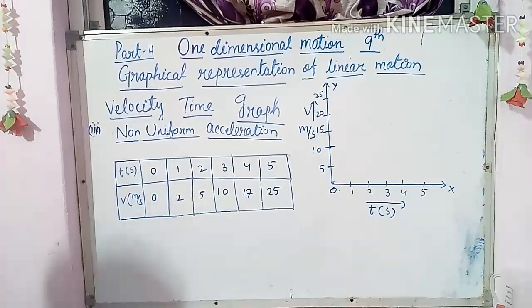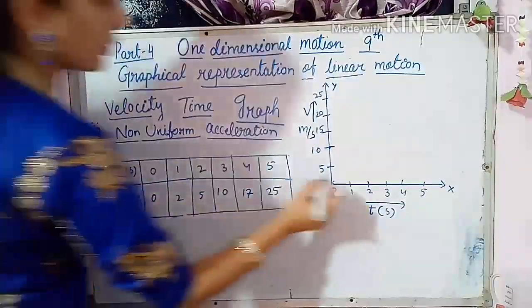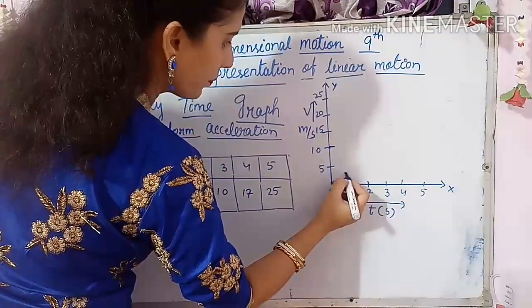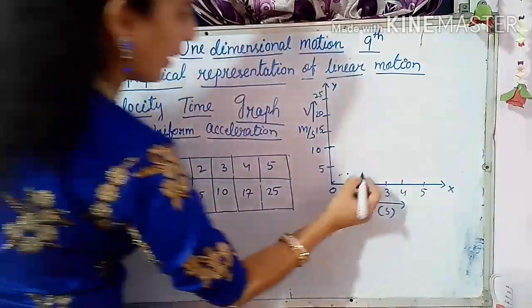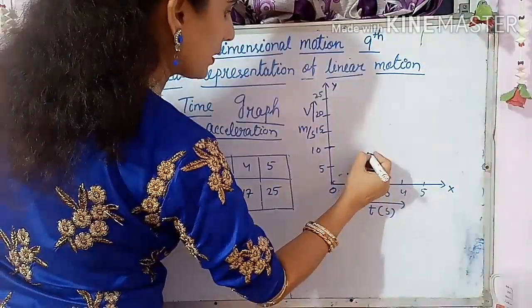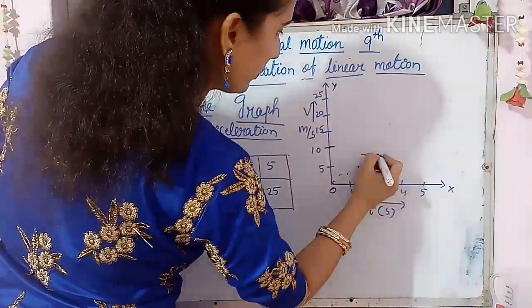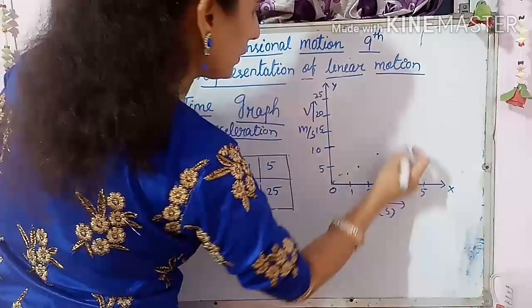Now see how the graph will come. At 0 it is 0, at 1 it is 2, so somewhere it will come here. At 2 it is 5, like this it will come. At 3 it is 10. Then after, at 4 it is 15, 17, somewhere it will come.